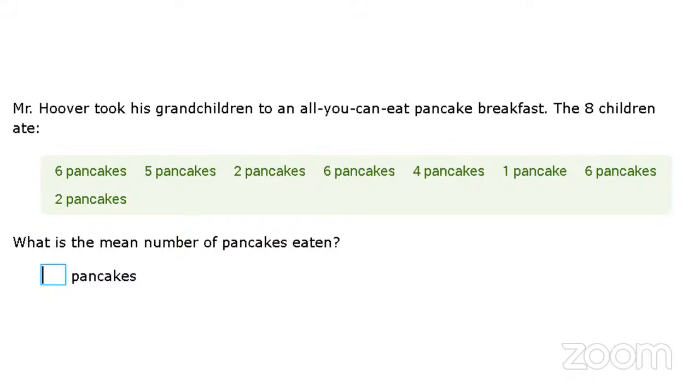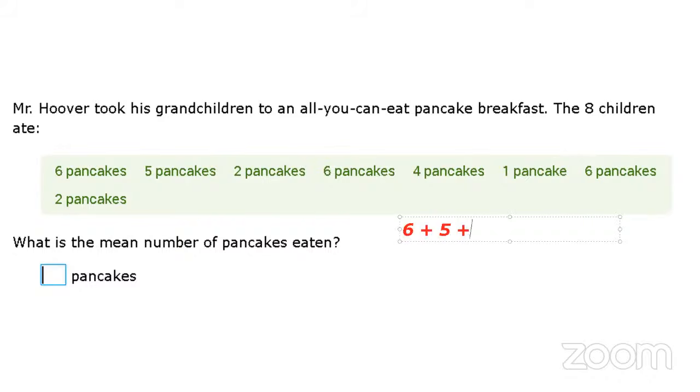All right, so Labrina and Lisa Marie added 6 plus 5 plus 2 plus 6 plus 4 plus 1 plus 6 plus 2, then divided the total which they got, which was 32, by 8, and they got 4. Nice. Very good. That's exactly how we will solve a question like this. So we add all the values. We're finding the mean. So we add all the values.